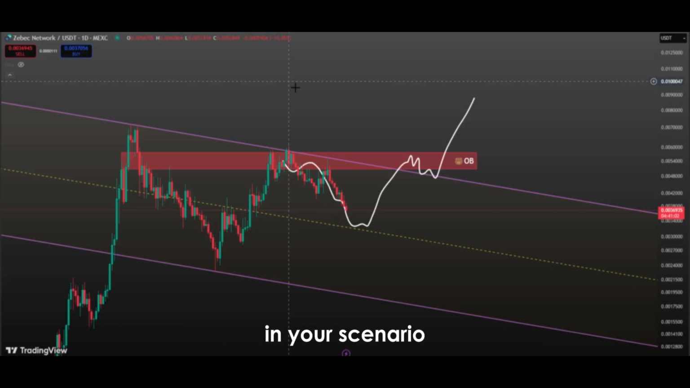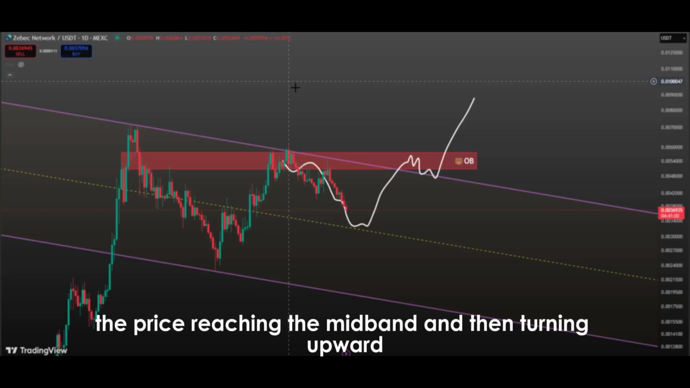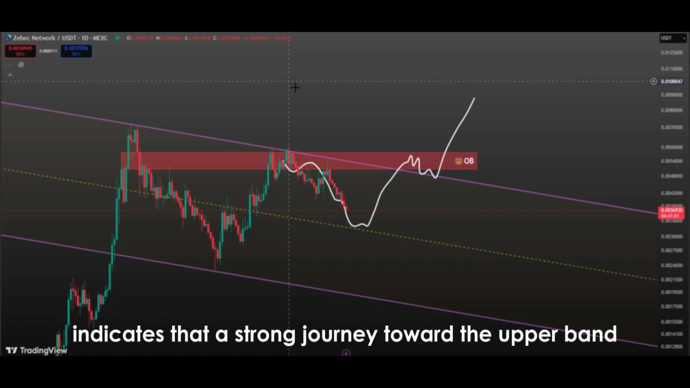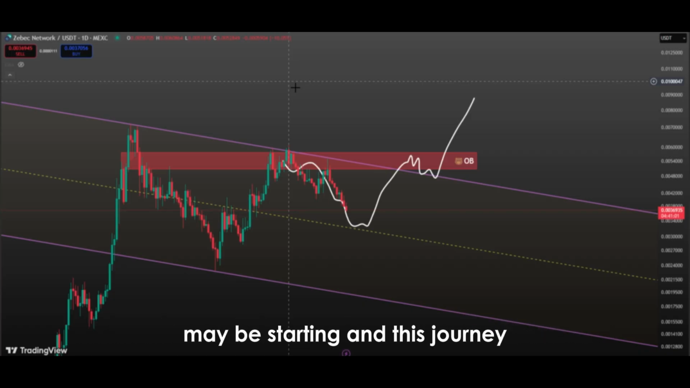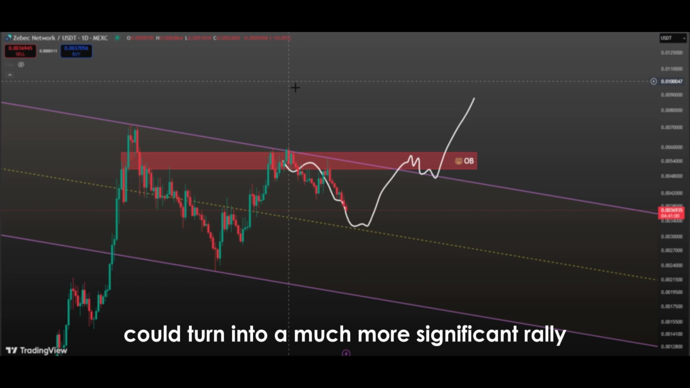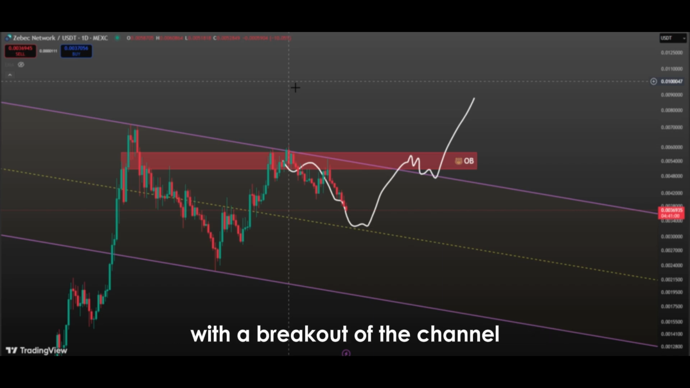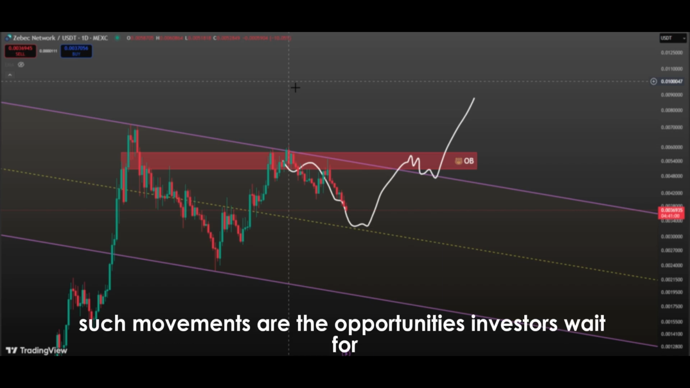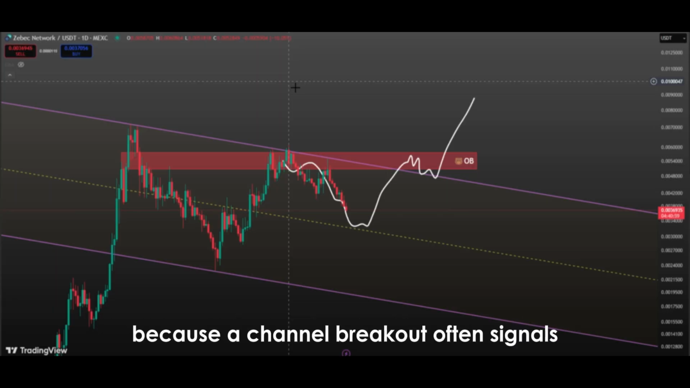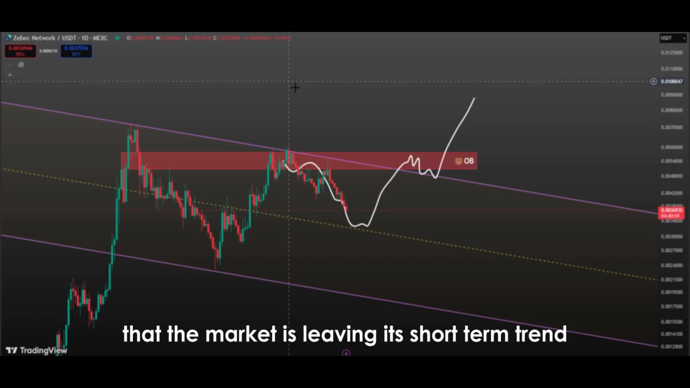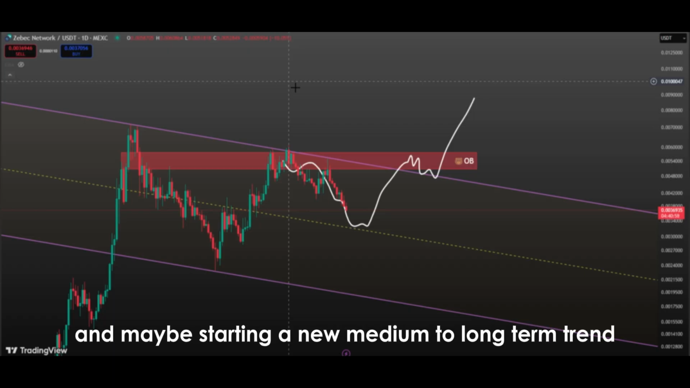In your scenario, the price reaching the midband and then turning upward indicates that a strong journey toward the upper band may be starting, and this journey could turn into a much more significant rally with a breakout of the channel. Such movements are the opportunities investors wait for, because a channel breakout often signals that the market is leaving its short-term trend and may be starting a new medium to long-term trend.